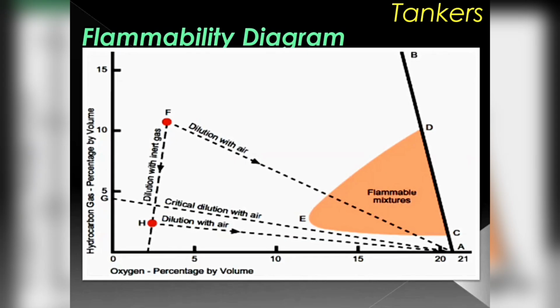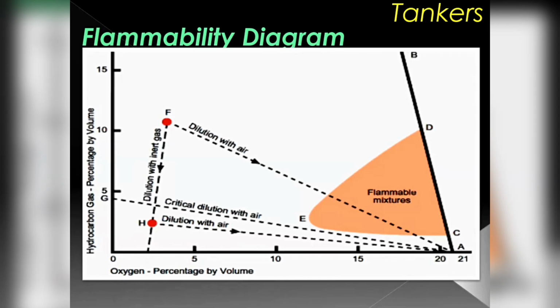Sir, this E and C range will always remain the same for oxygen, right? Why will E remain the same? Because this is the oxygen percentage. The minimum oxygen percentage required to sustain a fire on board is 11% and more. Minimum is 11, and the more the better to have a fire on board. So the point E will remain the same. Any question, anyone?